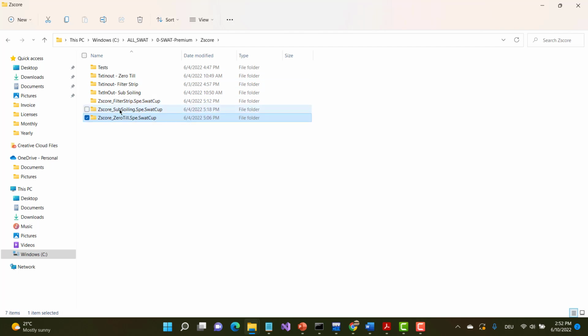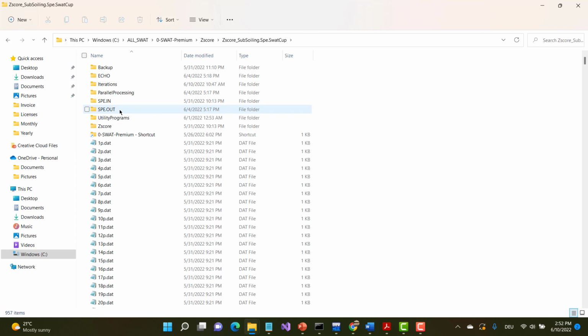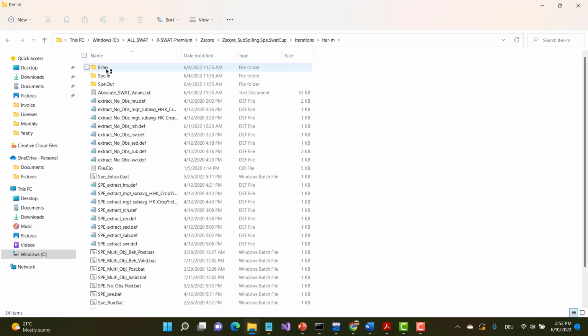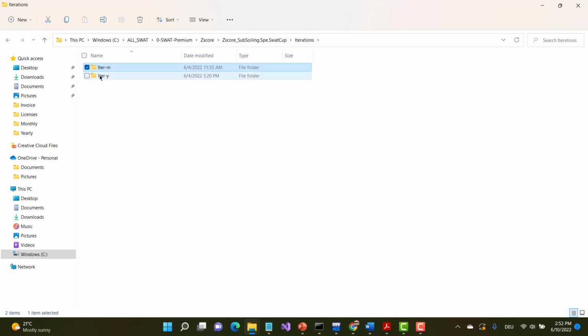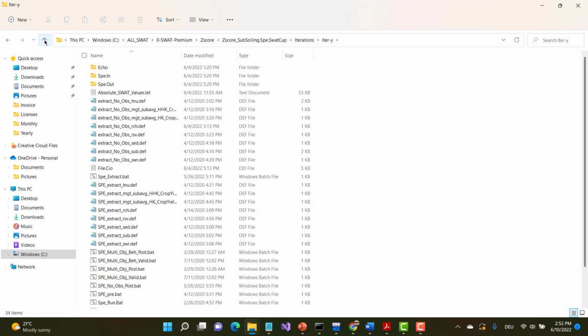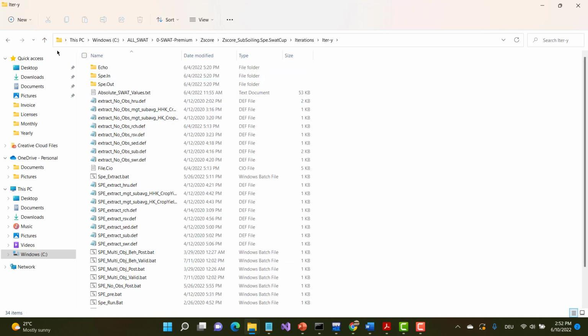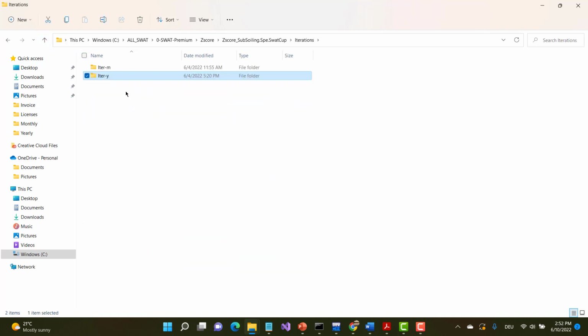So if I go to any one of these, let's say the initial model, in the initial model, I made an iteration and saved the files here. I did monthly iteration, right? And I did yearly iteration. So this would be the subsoiling. Of course, the Zscore doesn't use all of this information, but it doesn't matter. You can just copy the whole iteration here.